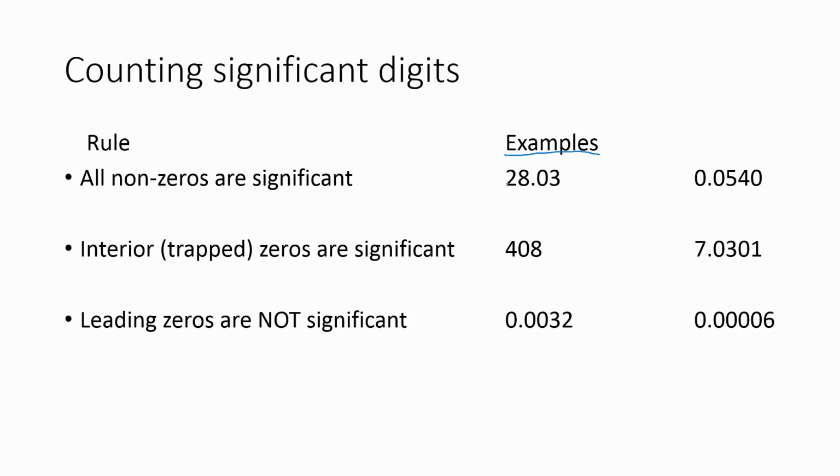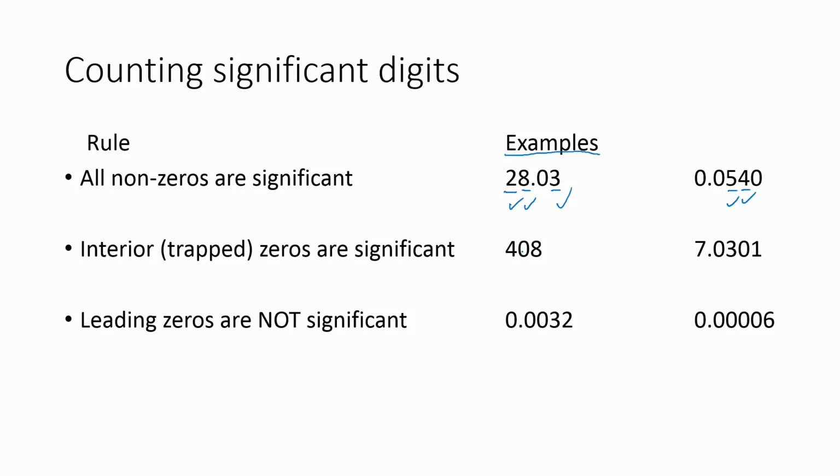So all non-zeros are significant. That's right off the bat. The 2, the 8, the 3, definitely significant. The 5 and the 4 here, definitely significant. I'm not saying anything else isn't, but just for right now, automatically know if it's not a 0, it counts. Okay?